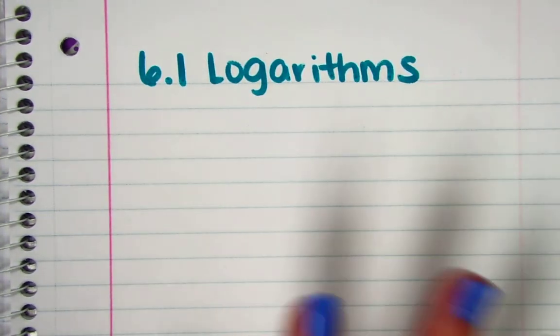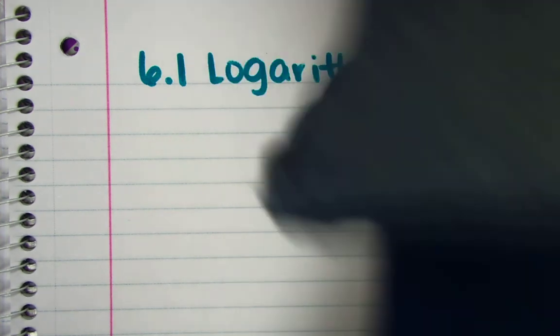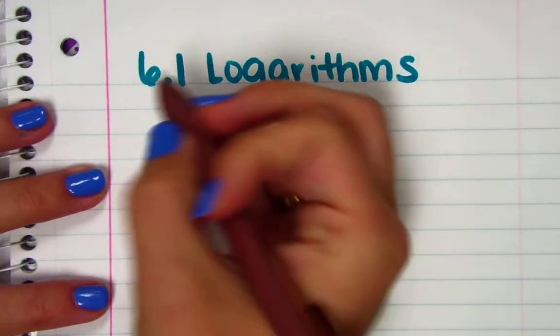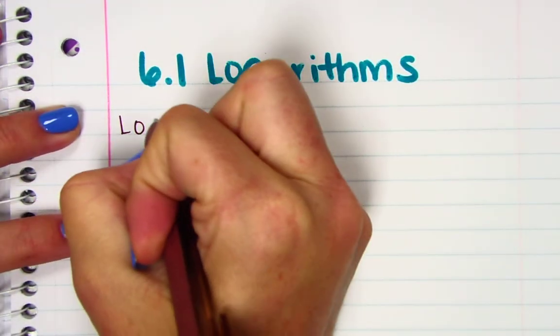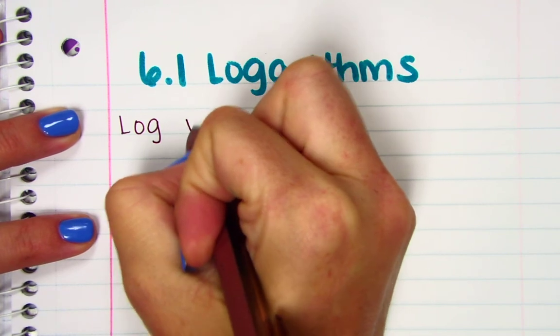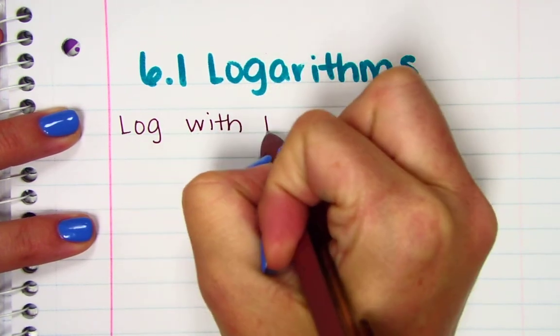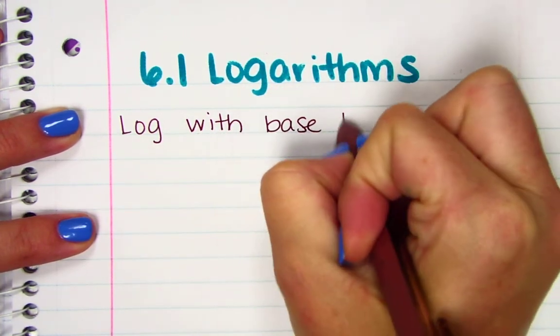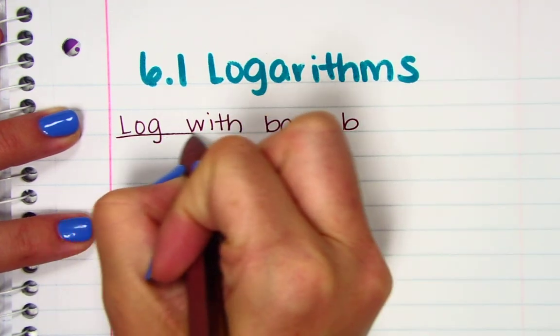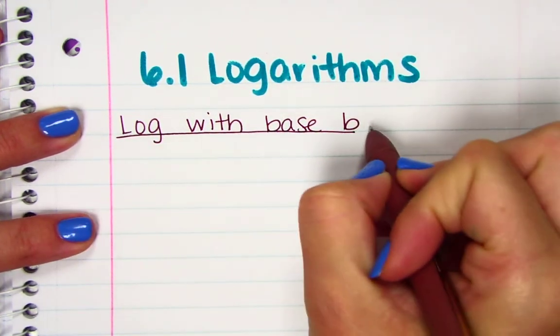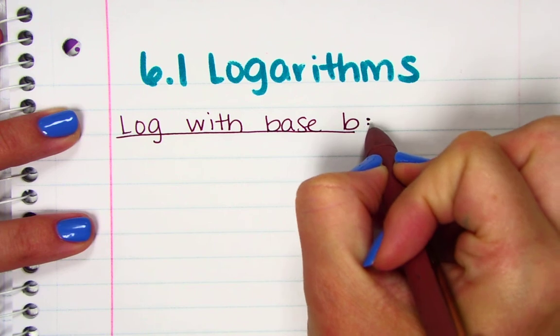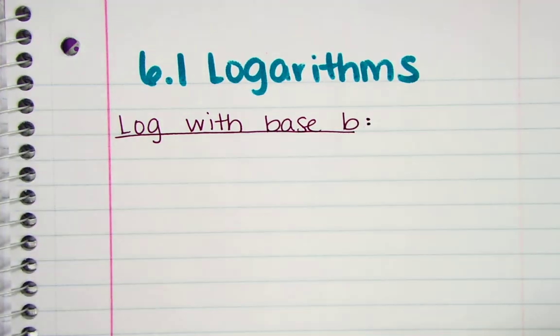So logarithms, we're going to call them logs for short, right? And a log with a base b. Okay, b is always the base. That's the number at the bottom of the exponent. I know you know what that is. It's like the 3 on the ones we just did on the board.